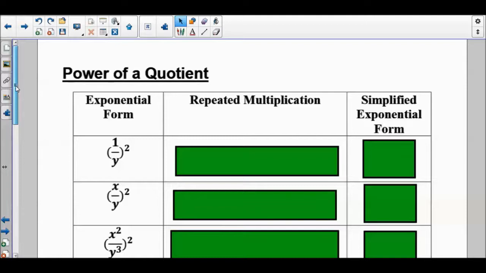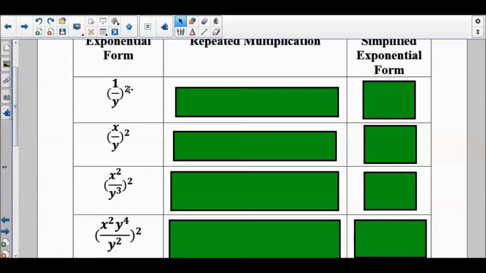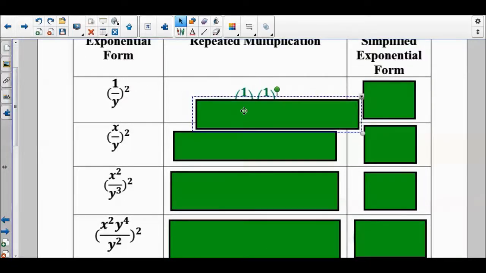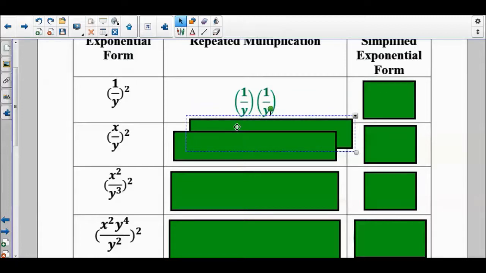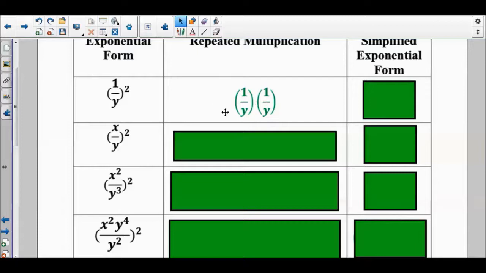So for our first one, we have 1 over y, and it's to the second power. So when we write this, it's going to be 1 over y times 1 over y, right? You're multiplying that out twice. So in simplified exponent form, you would just multiply across the top and multiply across the bottom, just like you would do with normal fractions without variables. So 1 times 1 would give us a 1 in our numerator. y times y gives us y squared in our denominator, right? We would add our exponents going across.